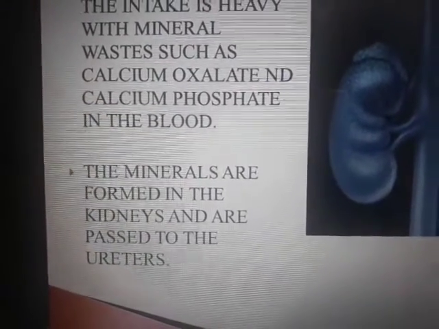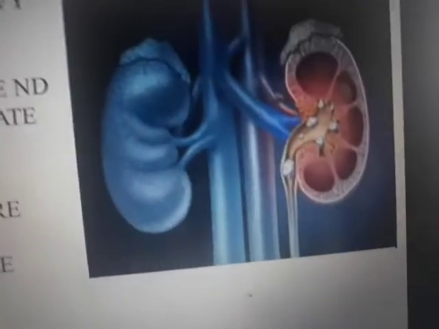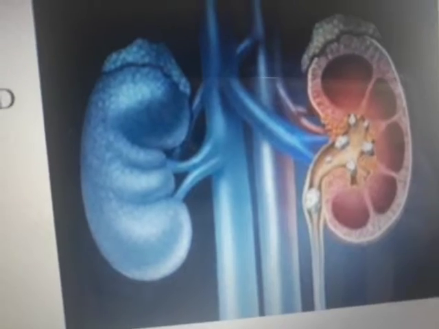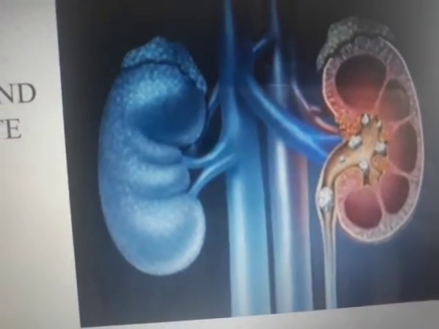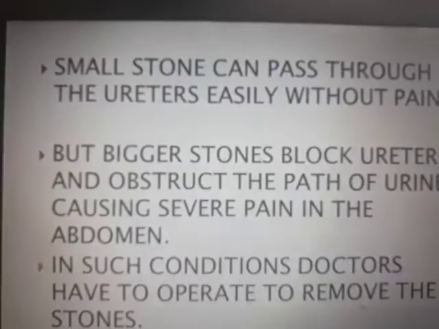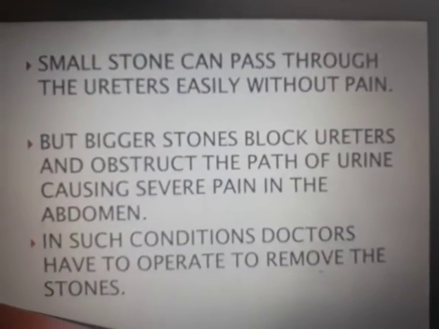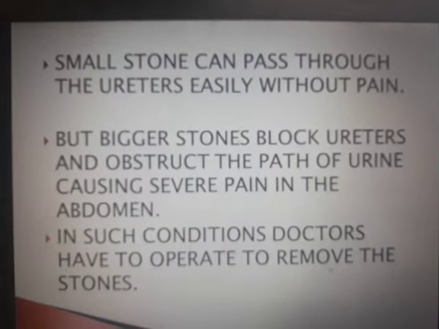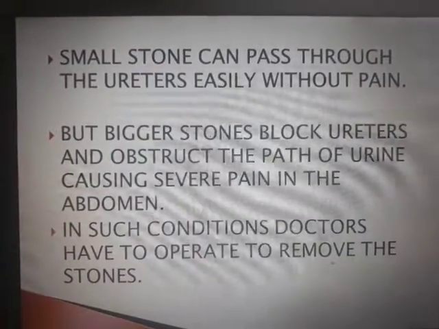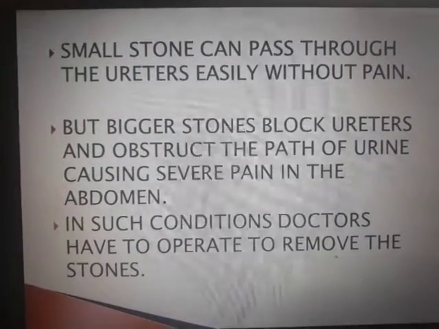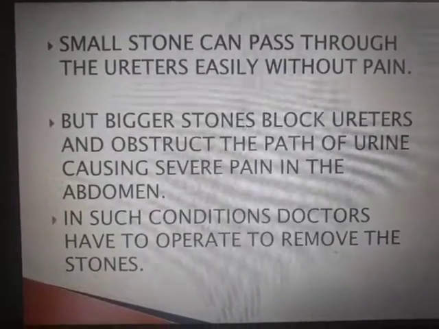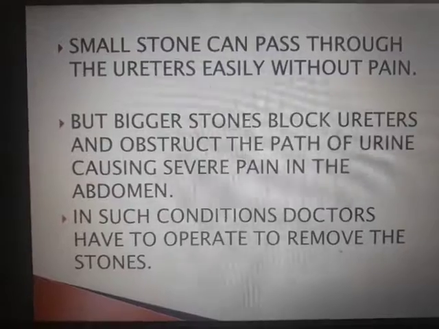The minerals are formed in the kidneys and are passed towards the ureter. Once the nephrons are unable to filter and a stone-like deposition keeps happening, they are passed towards the next part, the ureters. These small stones can pass through the ureters easily without pain. But bigger stones block the ureters and obstruct the path of urine, causing severe pain in the abdomen. In such conditions, doctors have to operate to remove the stones. So there is no other solution.